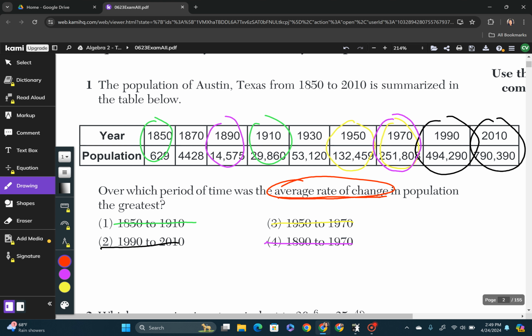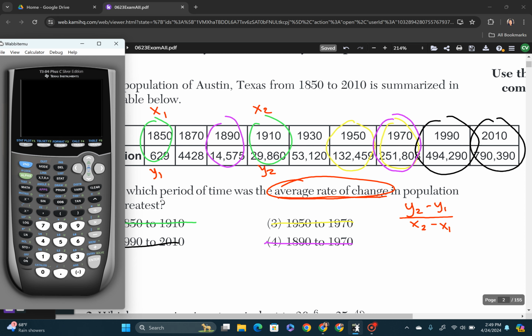Average rate of change, whenever you see that, the formula that should come to mind is y2 minus y1 over x2 minus x1. So I just went ahead and color-coded things. For the first one, 1850 to 1910, I'm going to go ahead and label these: x1, x2, y1, wrong spot, y2, right? So this teaches you to be careful.